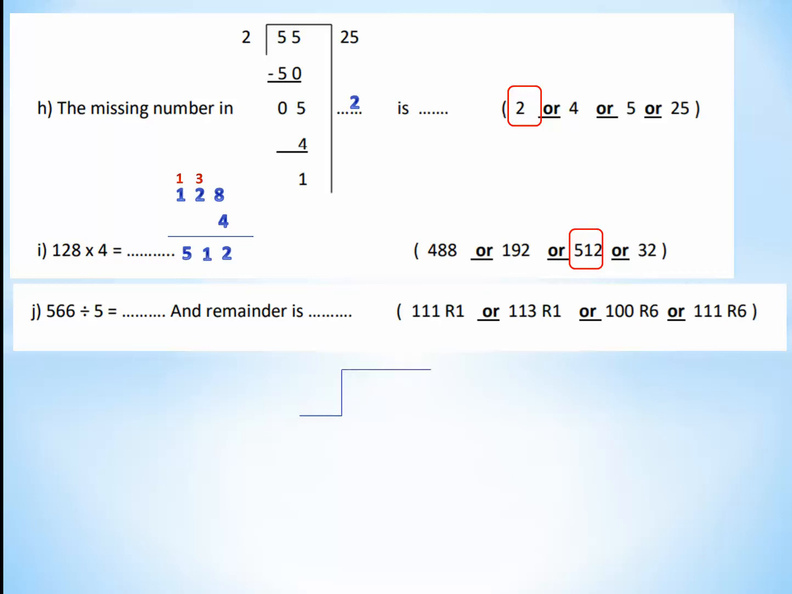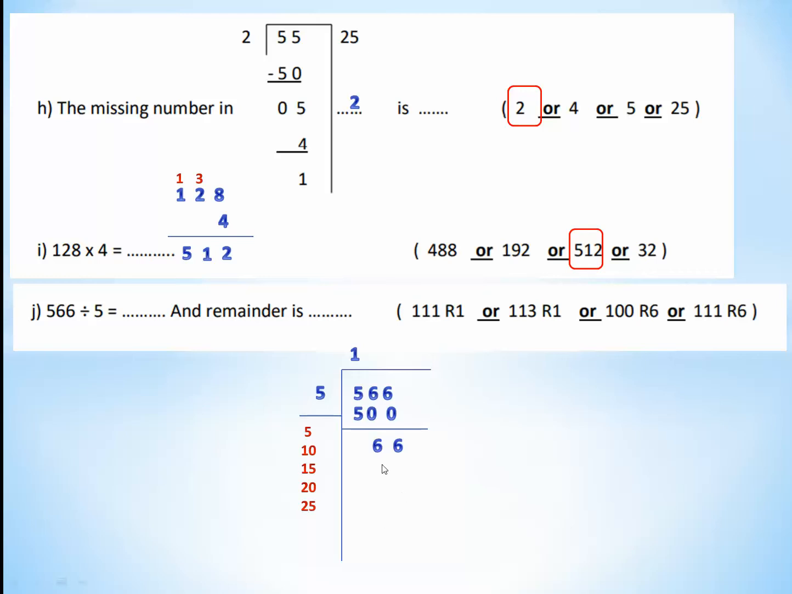566 divided 5. Okay, let's divide 566 divided 5. Write table 5 as first. Then 5 divided 5. Which number times 5 equals 5? We know that it will be 1. And the answer will be 5. And replace the other numbers with zeros. So we will subtract 6 minus 0 equals 6. 6 minus 0 equals 6. And 5 minus 5 equals 0.